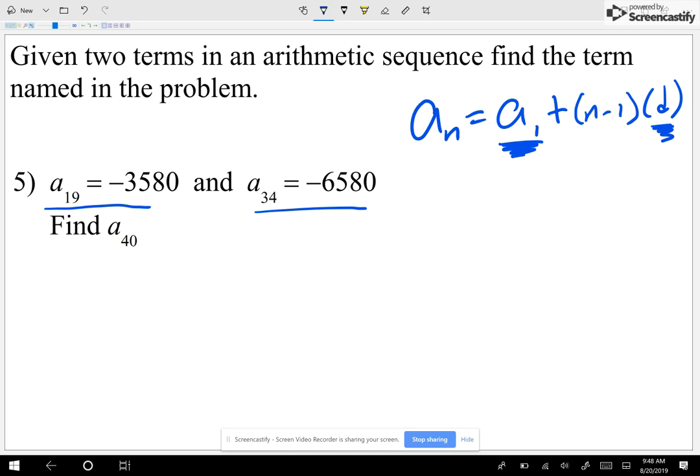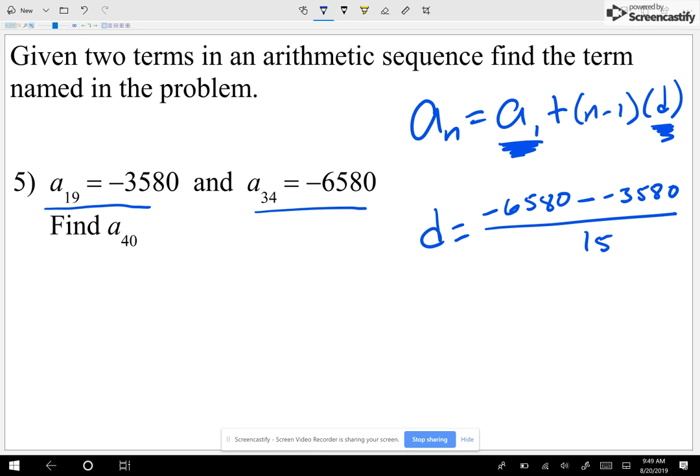The way we're going to find our difference, I'm going to subtract the two numbers that I gave you guys, the 19th and the 34th number. So I'm going to go negative 6,580 minus negative 3,580. And then whatever I get, I'm going to subtract my two numbers because I want to see how much did it change. And whatever I get, in this case, I'm going to divide it by 15.